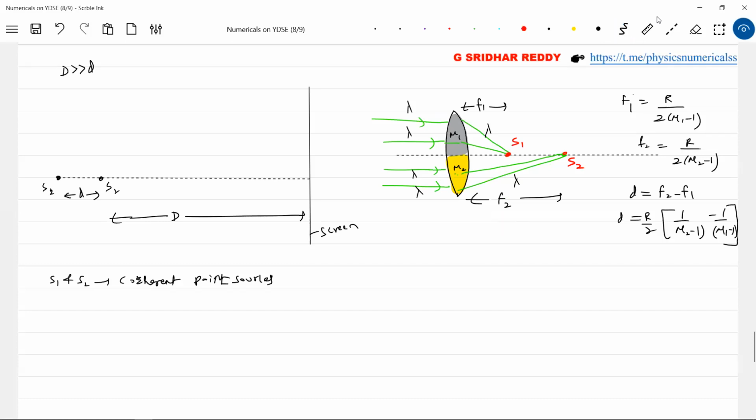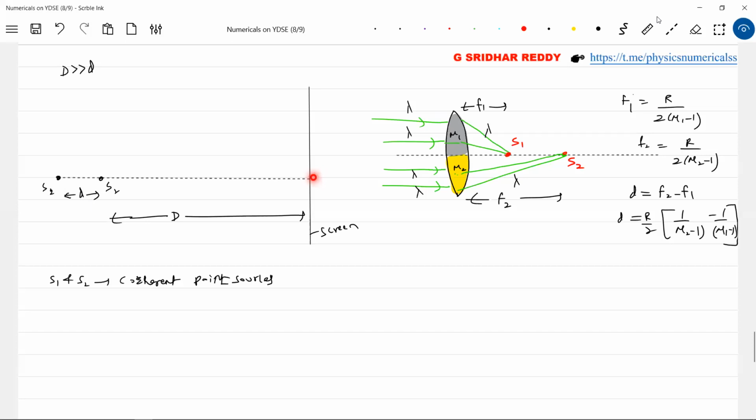After this, okay, let's come back here. Now first of all, I want to know how the pattern will be. Let's come to this one. It all depends on d. If small d is equal to lambda, then the path difference of the rays arriving here will be lambda. If the path difference is lambda, the phase difference will be 2 pi.